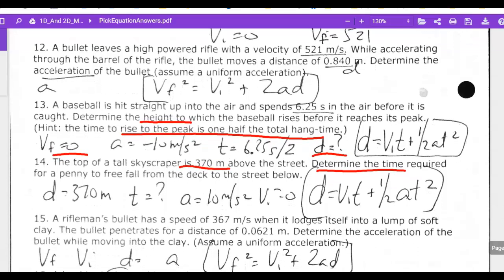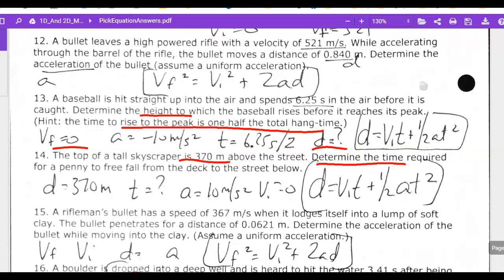A baseball is hit straight up in the air and you determine the height. Well, that's another one. Vf equals 0 when it reaches the peak. If you got it wrong, you didn't pick the equation right. Peak, Vf equals 0, and that's the fit. Any questions on 13?